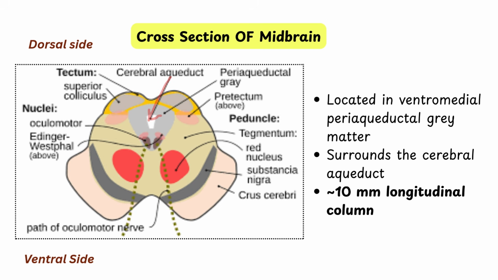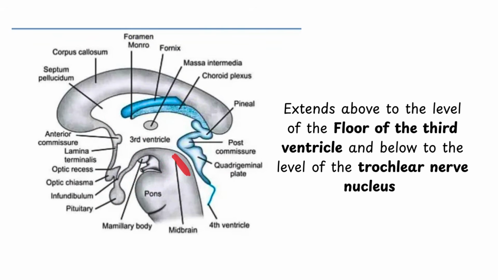In the center, you can see the small opening of the cerebral aqueduct. Surrounding it is the periaqueductal gray matter. The nucleus of the third nerve or the third nerve nuclear complex lies in the ventromedial aspect of the periaqueductal gray matter. It forms a column of about 10 millimeters long, which extends superiorly up to the floor of the third ventricle and below up to the level of the trochlear nerve nucleus.